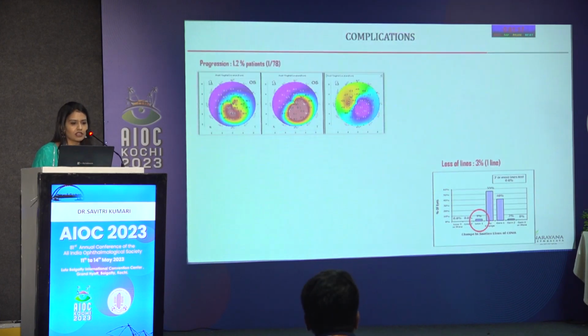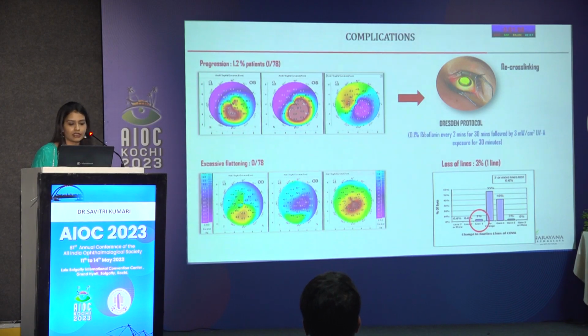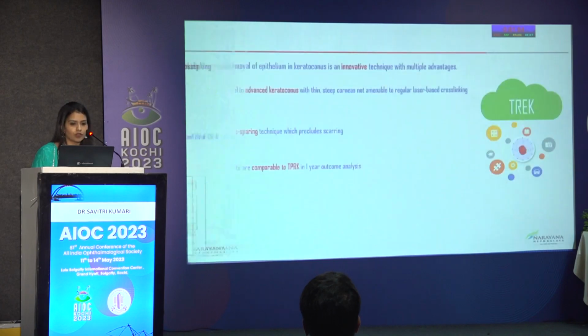Coming to the complications, there was a progression in one eye out of the total 78 we had taken. There was loss of one line in 3% of cases, whereas excessive flattening was not seen in any of the eyes.